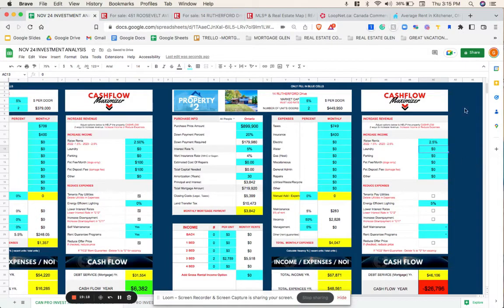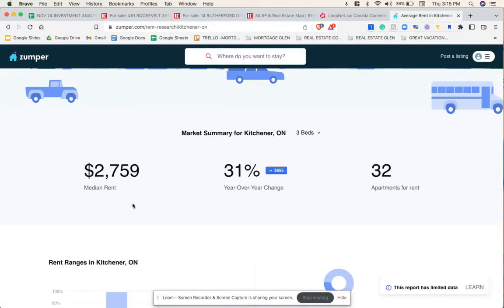I want you to keep in mind here, if there are already tenants in there, this is by law. But if the tenant leaves, you can actually raise the rents to whatever, not whatever you want, but within reason, obviously with the market rents. But that's according to Zoomer, this is what the market rent is. They could be making more.